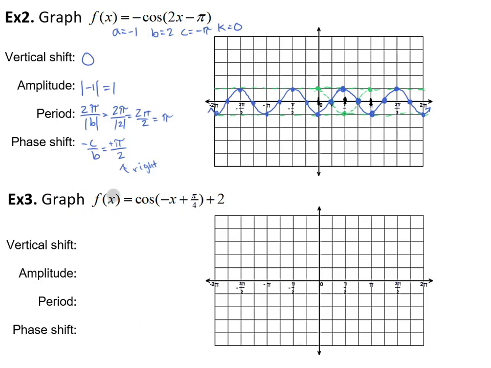Okay, so let's go through our steps again. Identify a, b, c, and k. Okay, so a is the 1 hiding in front of cosine here. b is the -1 in front of x. c is positive pi fourths, and k is positive 2. So this time we do have a vertical shift. We need to shift up 2 for our positive 2 here. So we're going to mark that like it's our new x-axis. Okay, so there's my marking at positive 2. That's essentially my new x-axis. Next, we'll find our amplitude, the absolute value of a, which is 1.